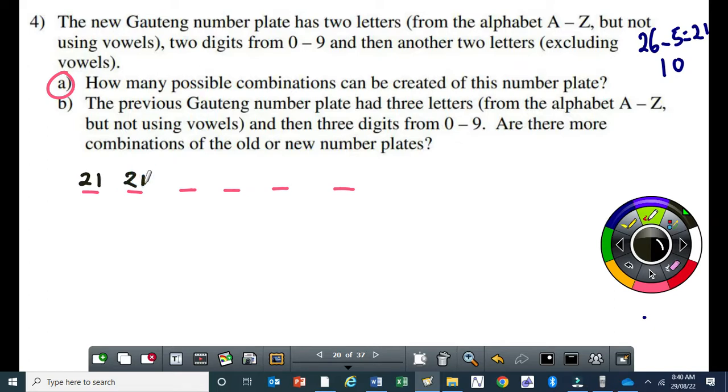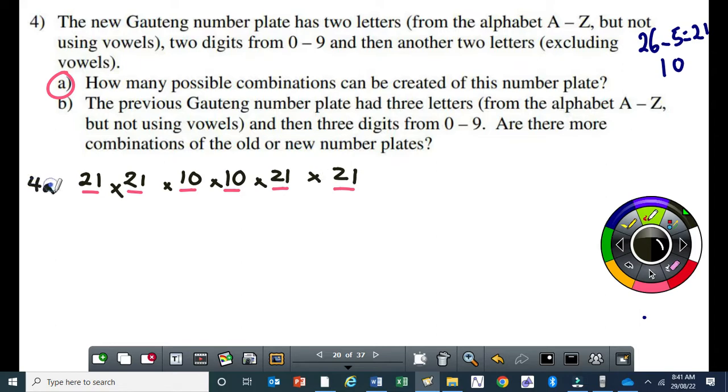For example, you can put a G here, and you can also put a G there. Then the two digits now. The first position can be occupied by all 10, and the second position can also be occupied by all 10. We are talking about the digits now. Then the last two letters, since repetition is allowed, you can put 21 there, and you can also put 21 there. So in total, we just have to use the fundamental counting principle.